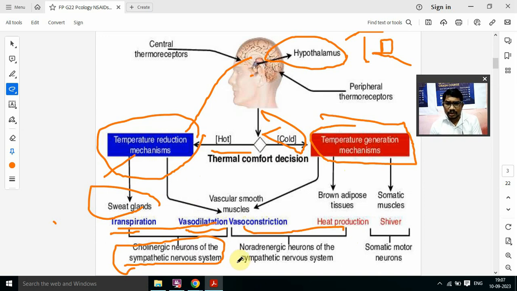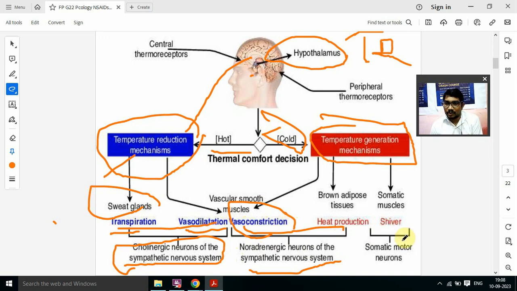Okay, it is done by noradrenergic neurons in the sympathetic nervous system. So it causes the vasoconstriction that prevents the heat loss. Vasoconstriction होगा मतलब cutaneous vasoconstriction. So cutaneous vasoconstriction will decrease the heat loss and there is increased heat production. Okay, so that the body temperature will be made up to the normal.